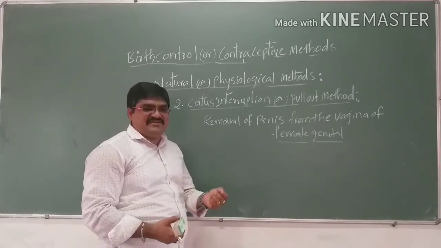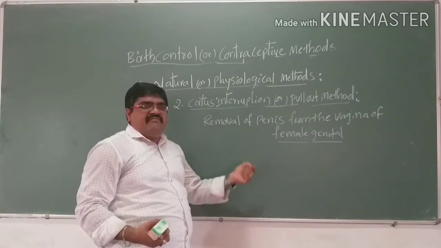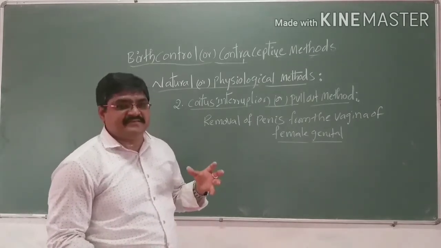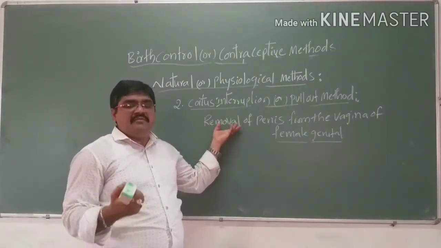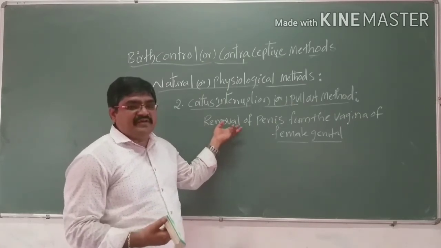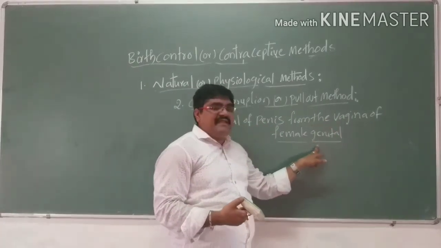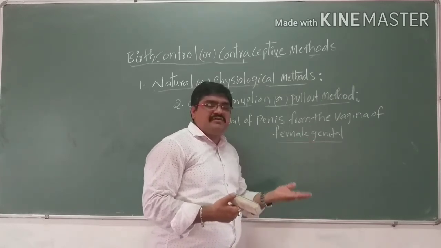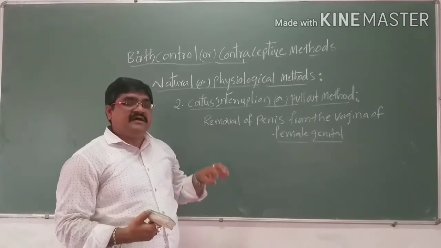But sometimes during sexual interaction, some amount of semen can be introduced into the vagina, and for most couples this method cannot be carried out properly. During sexual interaction both are excited, so it is hard to remember this method, and it often fails in preventing pregnancy. That is the removal of the penis from the vagina of the female genitals before releasing semen, so we have to withdraw the penis to prevent pregnancy.